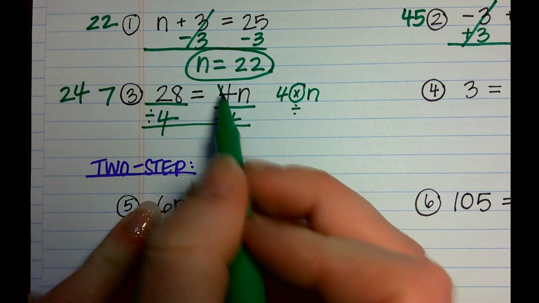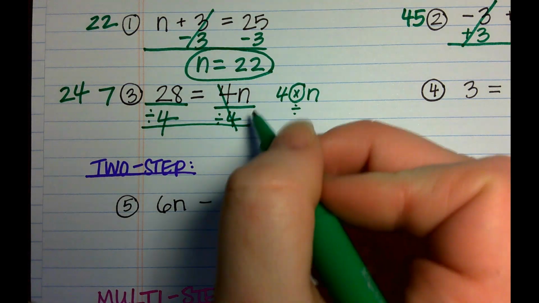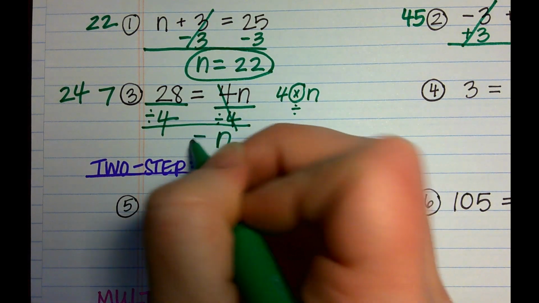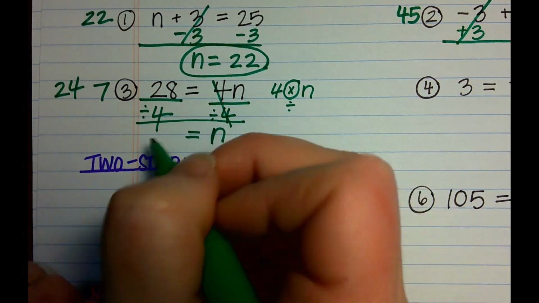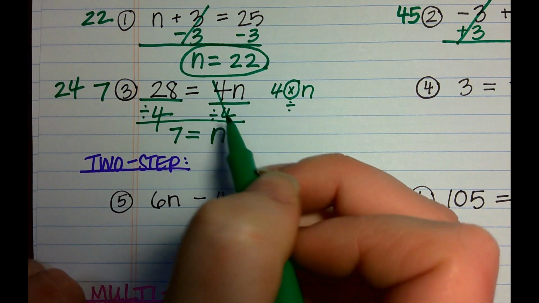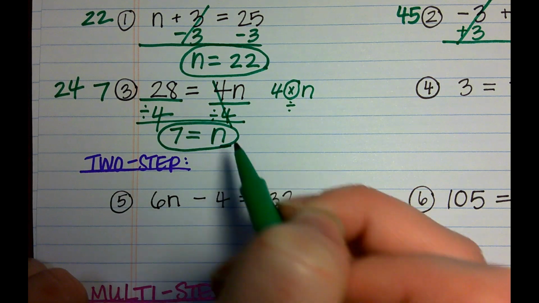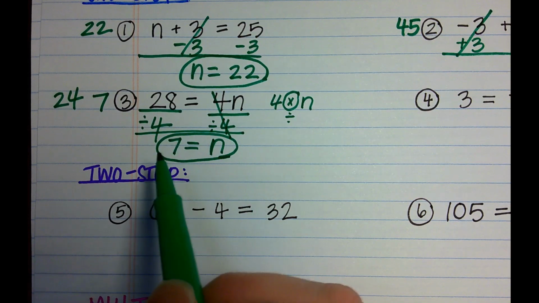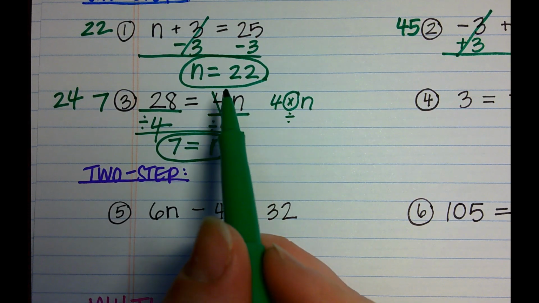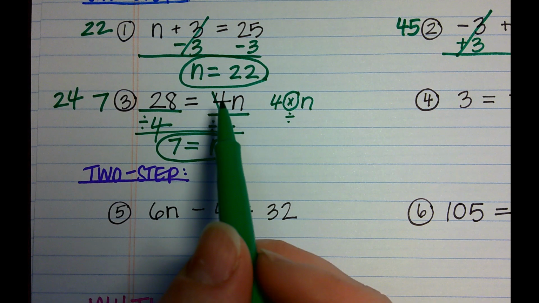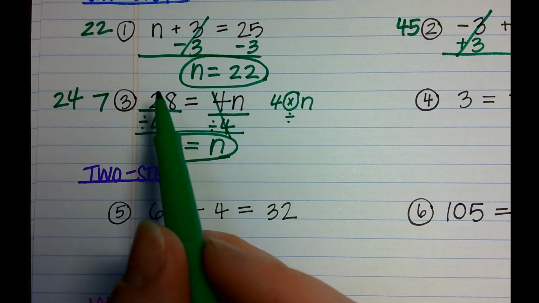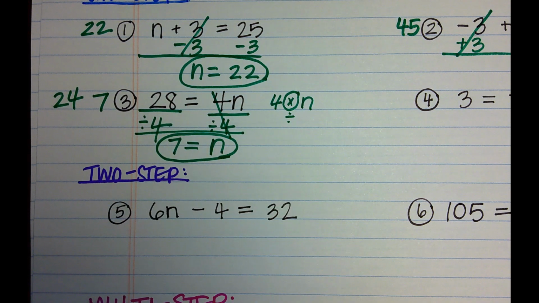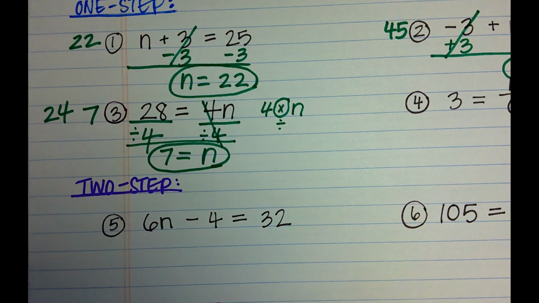So my 4's cancel. N equals, what is 28 divided by 4? 7. It's 7. Just like 7 times 4 is 28. Exactly. And that's what we're doing here. We're trying to find what number can I replace with n to make this true. 4 times 7 gives us 28. Absolutely.